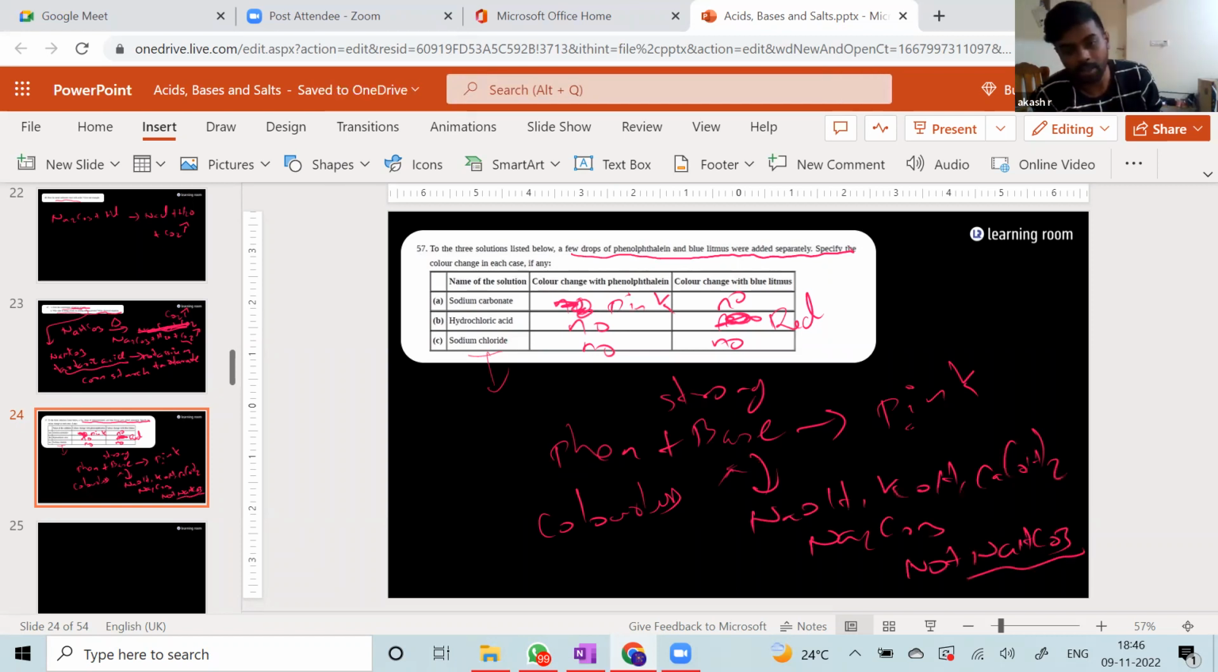NaHCO3 is going to be a still weaker base than Na2CO3. So still Na2CO3 is okay. It will give pink color, but for NaHCO3, it is not going to change any color. Again, it's going to be colorless. Okay. Right. Moving on.